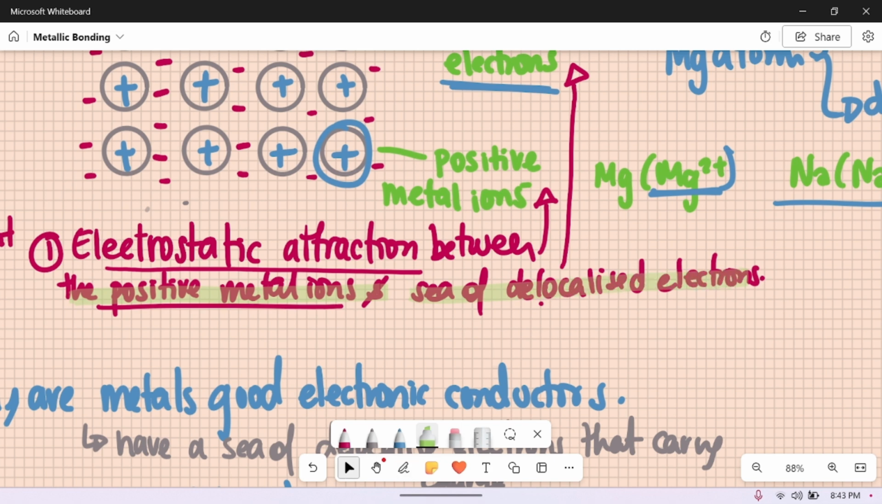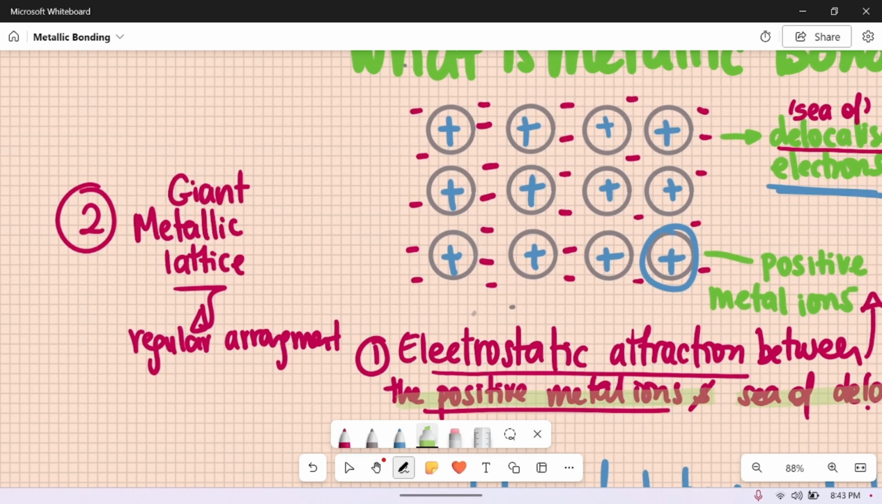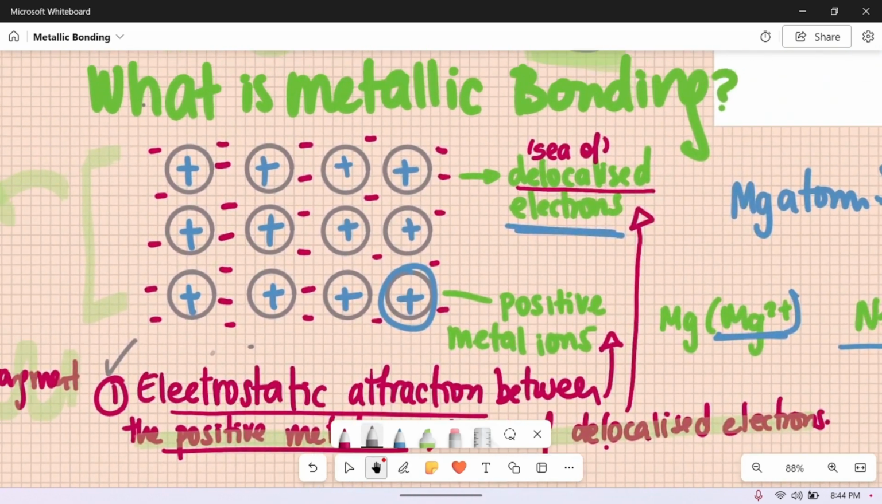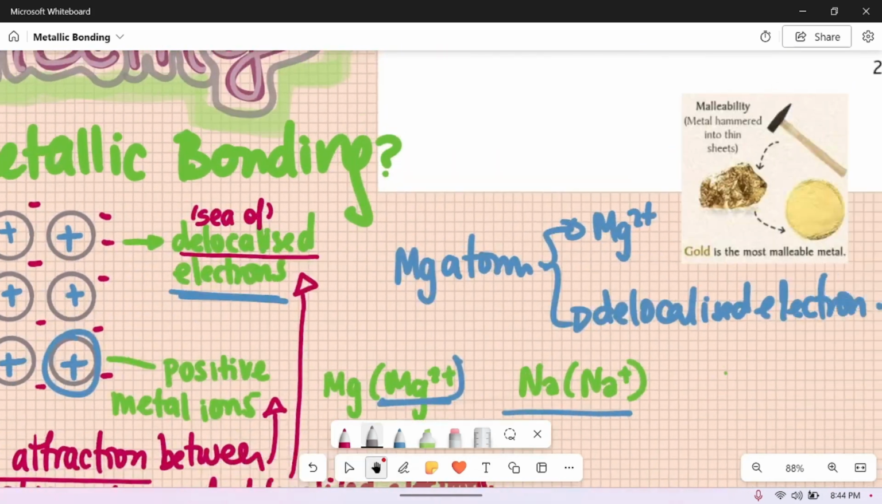Another thing you need to note is that this whole structure over here is a giant metallic lattice. Why is it lattice? Because we can see any metal, big or large, it's going to have a regular arrangement, okay? If it's going to continue, it is going to look the same. So not only is it giant, and we know it's metallic, it's a lattice. That means it has a regular arrangement. So if you mention these 2 points, the first and the second one, you will be good to go when you're asked questions about describing a metallic bonding.